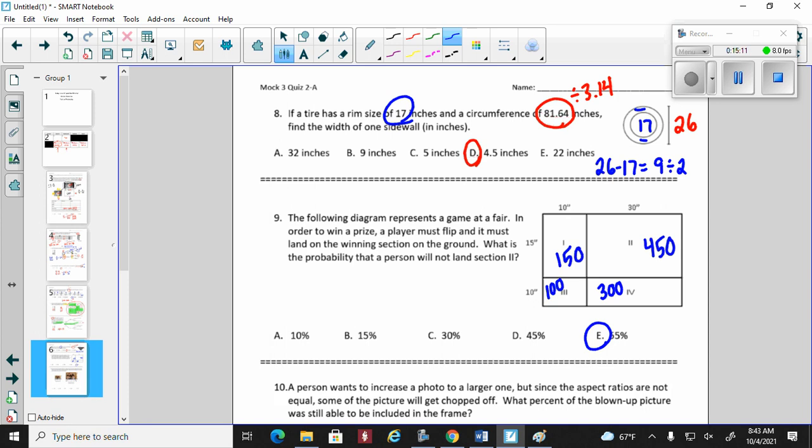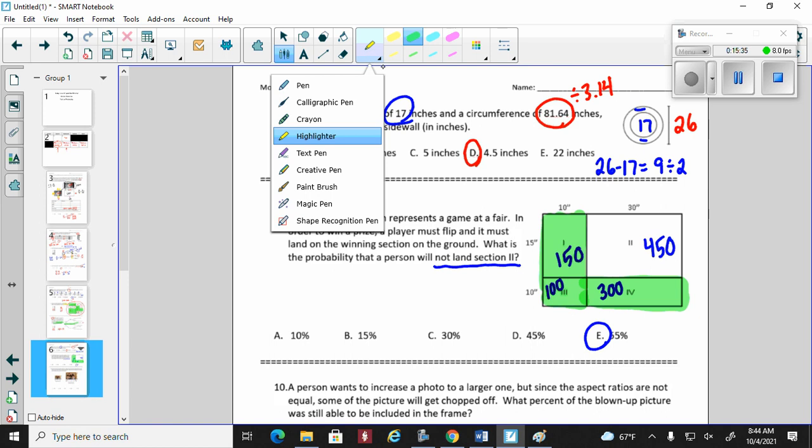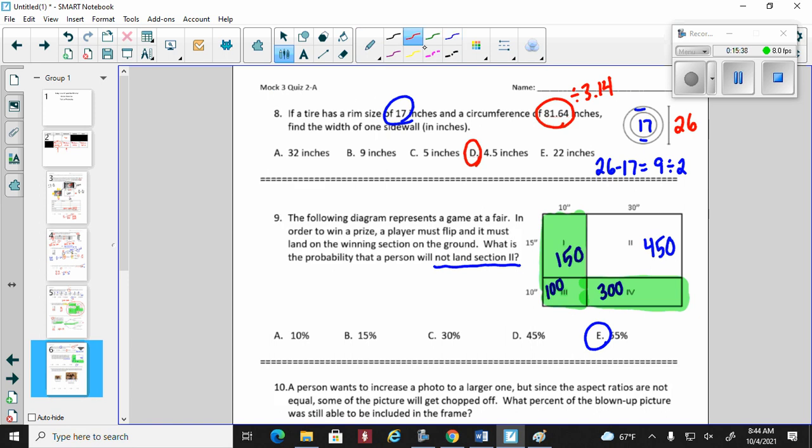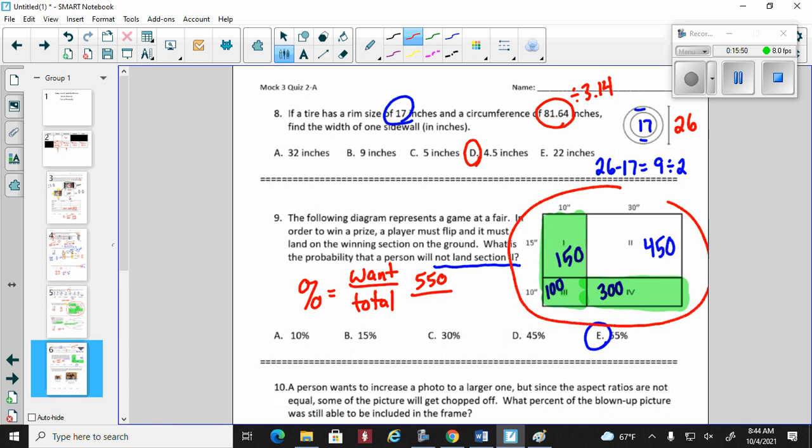It says here, a player must flip a coin and it must land on the winning section. What is the probability that a person will not land in section 2? Not landing on section 2 means all the other sections. So section 1, section 3 is a winner, and also section 4 is a winner. Everything in the green is what I'm looking for. Remember, a probability is what do I want over the total. What I want is the green section. Add it all up, 550 divided by the whole thing, which is 1,000. That's how E became our answer.